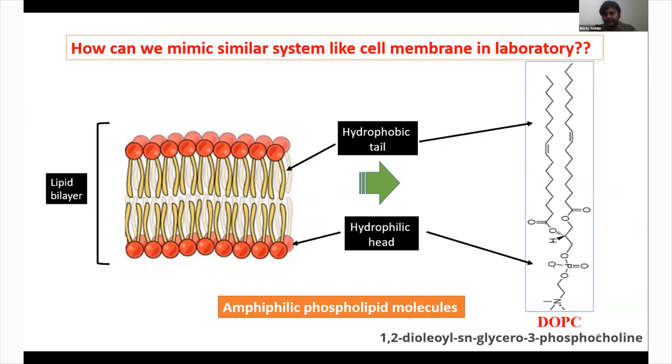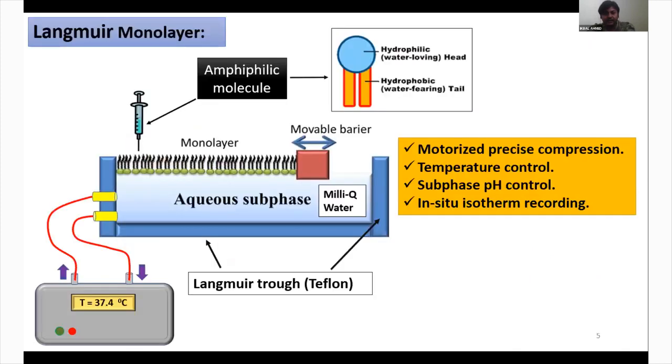You can see here on the right side the structure of a phospholipid named DOPC. We call the phosphate group hydrophilic, and the long-chain hydrocarbon is basically hydrophobic. Hydrophilic means it will easily attach with the water molecule, whereas the hydrophobic chain will basically repel from the water molecule. So let's say we take an amphiphilic molecule, dissolve it in a proper solution, and spread that on an aqueous surface.